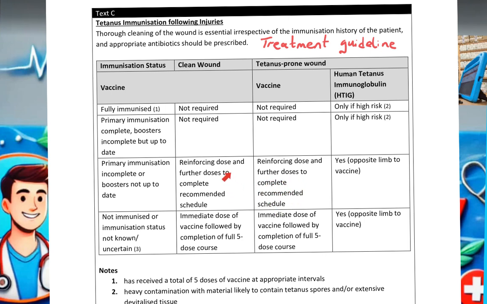So these are helping you when you have the information over here. When patient is fully immunized, not required. Primary immunization complete, boosters incomplete but up to date, not required, not required. Primary immunization incomplete or boosters not up to date, reinforcing dose and further doses. So this is guiding you. It will help you to decide when to give the injection, HTIG.